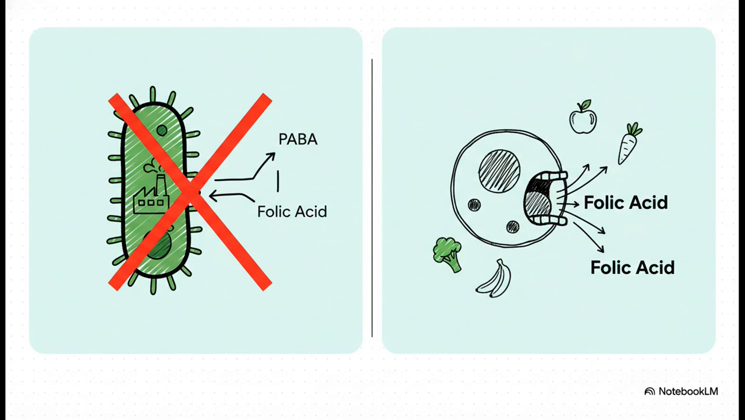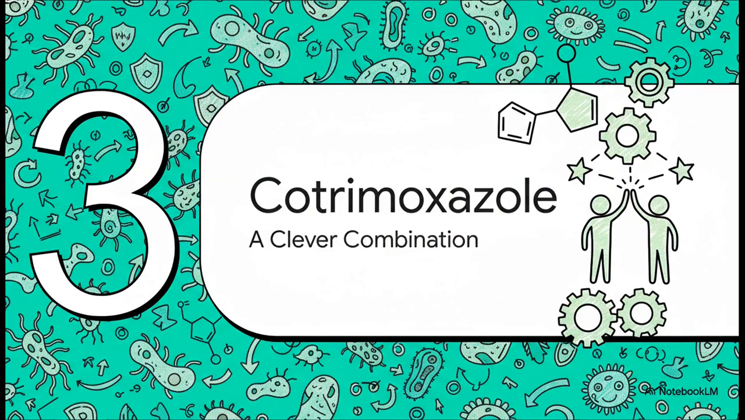Isn't that brilliant? But you know, bacteria are smart. They evolve, they learn to fight back, they develop resistance. So we had to get even smarter. And that brings us to a very clever combination drug, cotrimoxazole. This is a perfect example of synergy in medicine. You know, where 1 + 1 equals much, much more than 2.